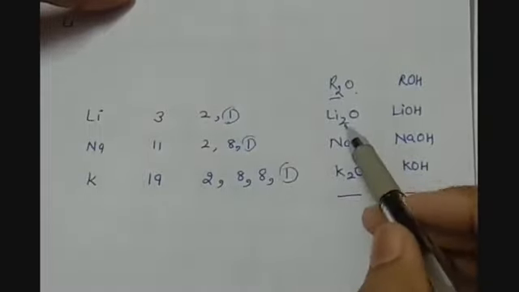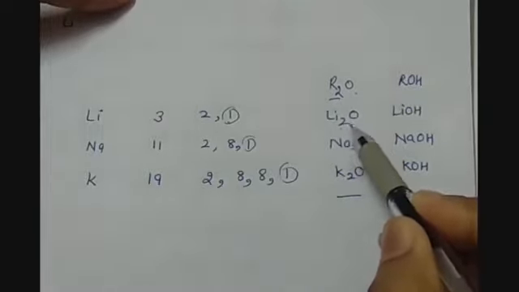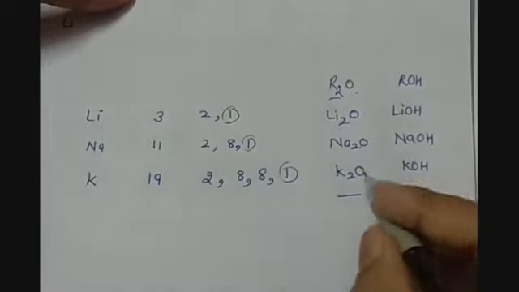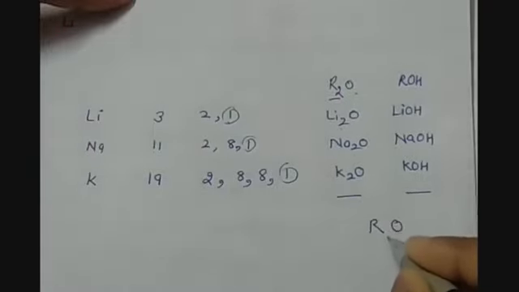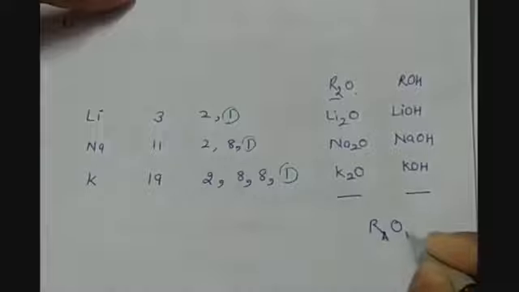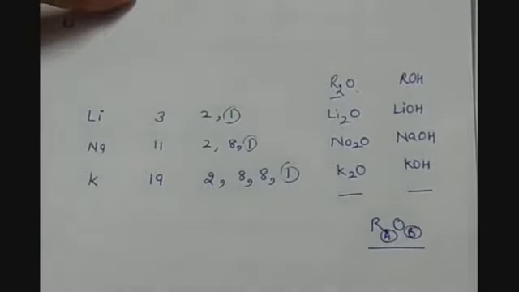Now you must be thinking how we can write Li2O. The valencies can be represented as, suppose we have R and O, then A, B I am writing here. Then how to write these A and B? Let us see it with the help of an example.